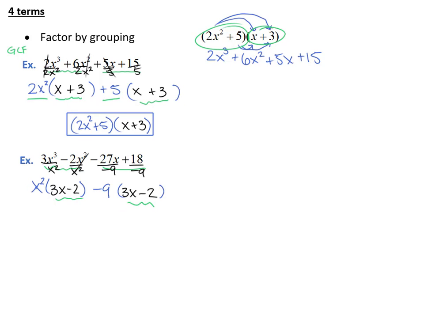And just like we noted from before, the matching set of parentheses is one of my factors. So 3x minus 2 is one of them. And the other factor out here is given by the common factors we took out, x squared minus 9.